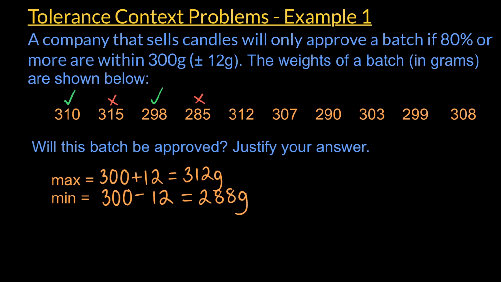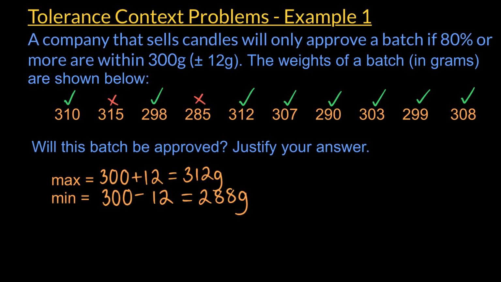312 is accepted. It wouldn't be accepted if it was 312.1 or even 312.01, but the maximum acceptable answer is 312. So anything that is on your threshold, so bang on your maximum or minimum, will be accepted. So will 307, 290, 303, 299, and 308. So we still haven't answered our question, which is, will this batch of candles be approved?